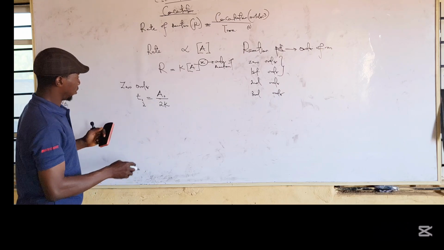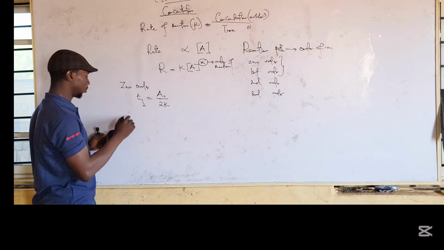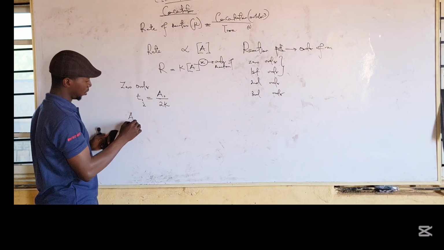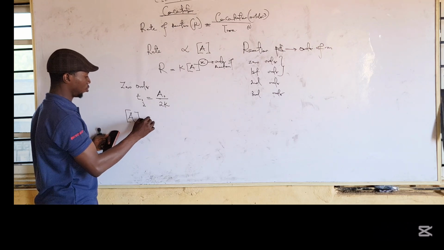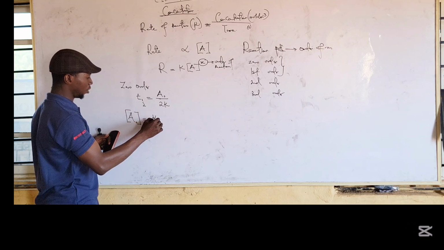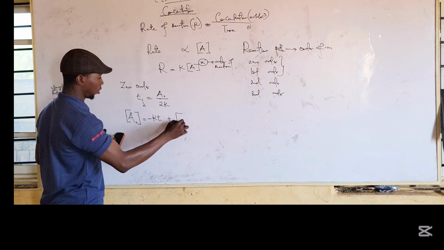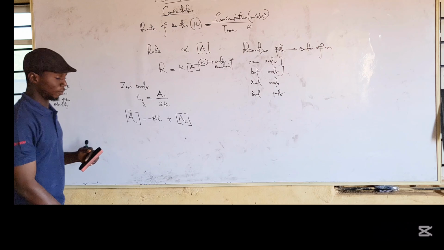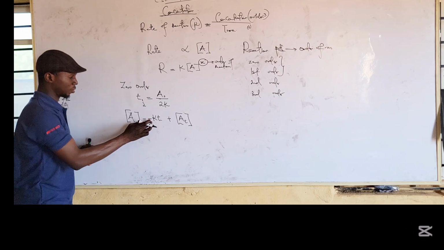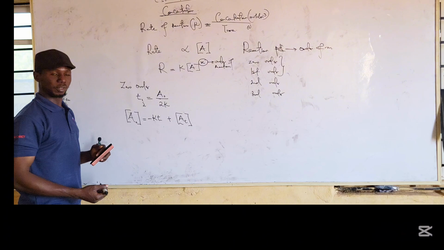So, secondly, the second formula we have for zero order is: A naught, the initial concentration, equals minus KT plus final concentration. Please, you can see: initial concentration equals minus KT plus final concentration. Now, we used to have a graph for this.